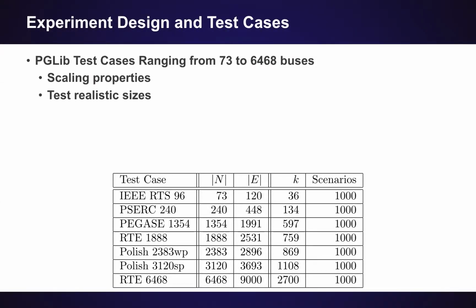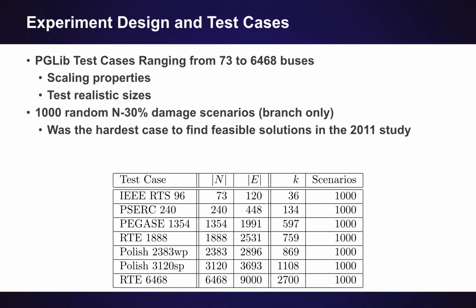So here's how I designed the experiment. We take PGLib test cases, which are official IEEE AC-OPF benchmark cases, and we take a range from 73 bus cases to 6,000 bus cases. The goal here is to capture both scaling properties of different algorithms and to get to a size of cases which are realistic. So 3,000 or 6,000 are getting into the range where you're really modeling a transmission system at its full level of detail.